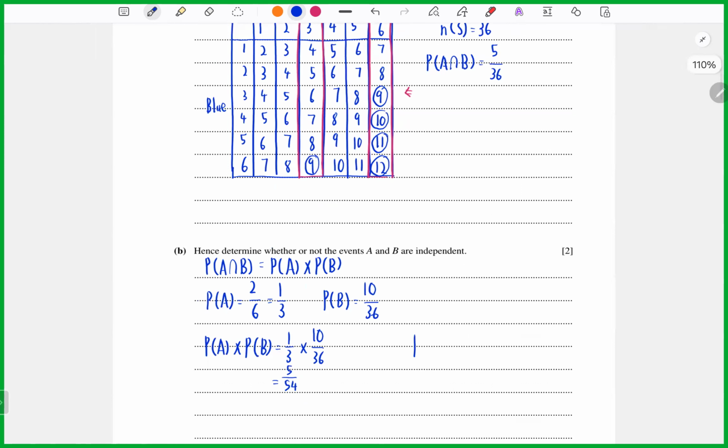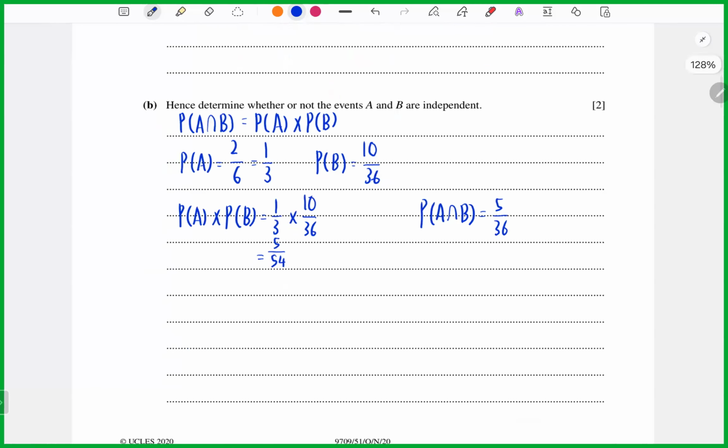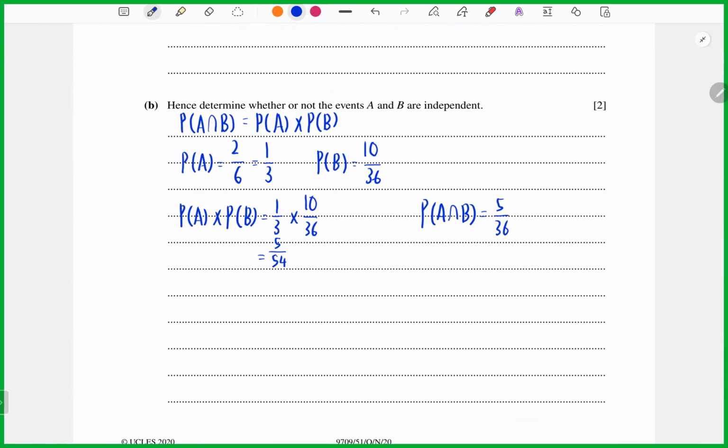The probability for A and B equals 5 over 36, right? So you see this number is different, not equal. So we can say events A and B are not independent.